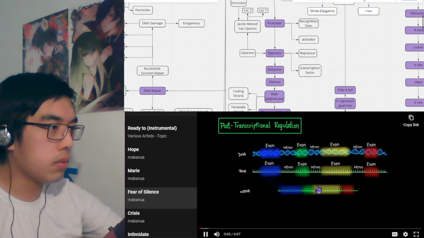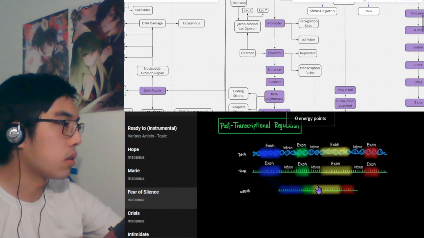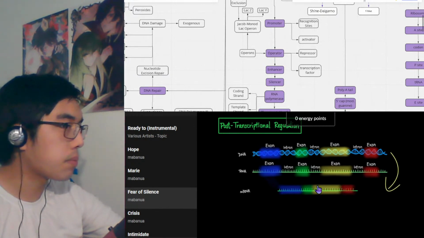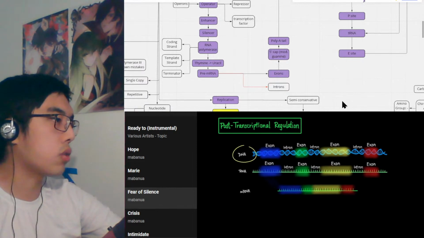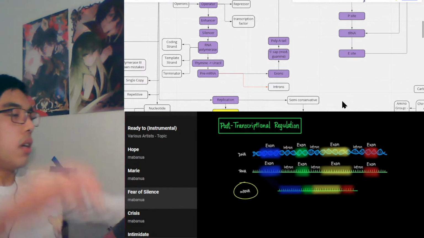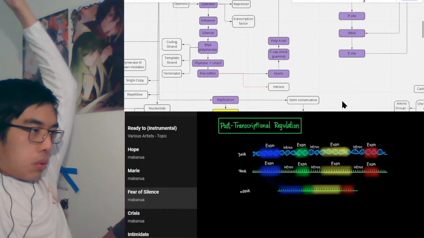Let's talk about post-transcriptional regulation, which is the last regulation one, basically once DNA has been transcribed into mRNA. And I've drawn up this little schematic here, and it kind of just shows you how a DNA strand has a corresponding RNA strand and then the mRNA strand afterwards. And I'll sort of explain what all the different colors and words mean in just a moment.